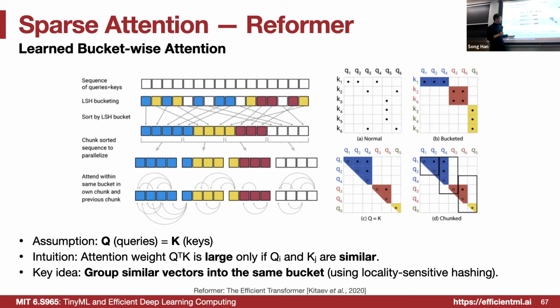So the key idea is to group similar vectors into the same bucket, since if they are from different buckets, they are not related to each other, not similar to each other. So it's a waste of computation to compute, for example, between the blue token and the red token. So using that intuition, we use this locality sensitive hashing to group the tokens and only do attention within the group.